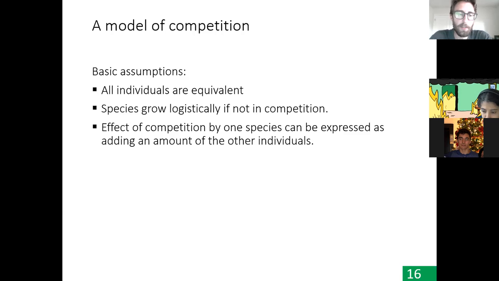And the final point here is that the effect of competition by one species on the other can be expressed as like adding an amount of the other individuals. So basically there's kind of a numerical effect of competition such that increasing the numbers of your competitors will increase the strength of competition in that model. And it kind of makes sense, right? If there are more individuals competing, then competition is expected to be stronger, less resources to go around.